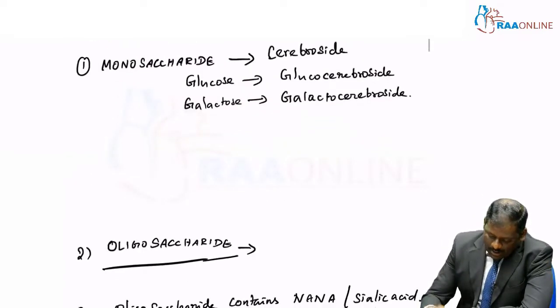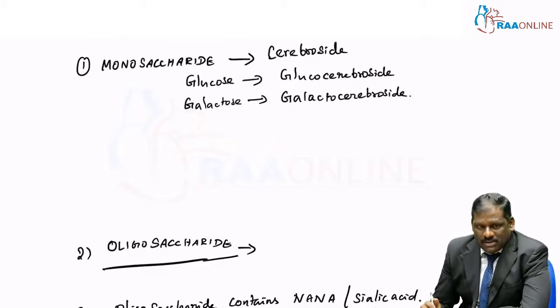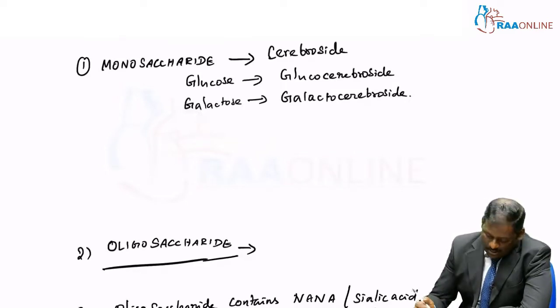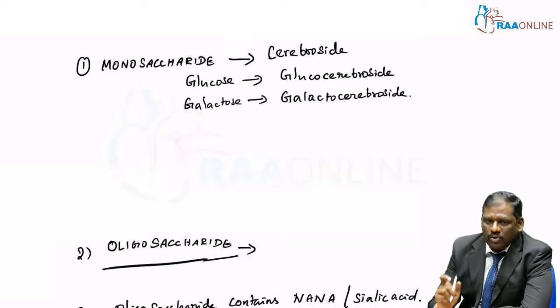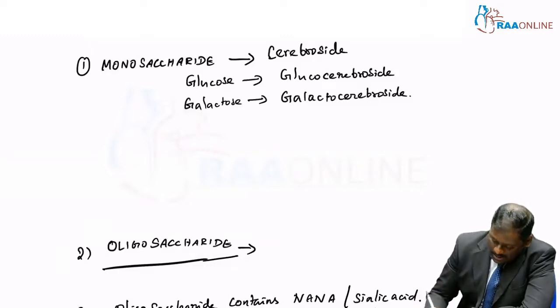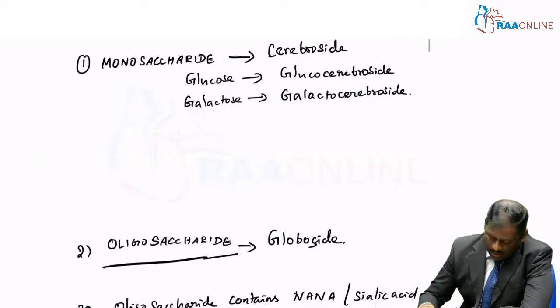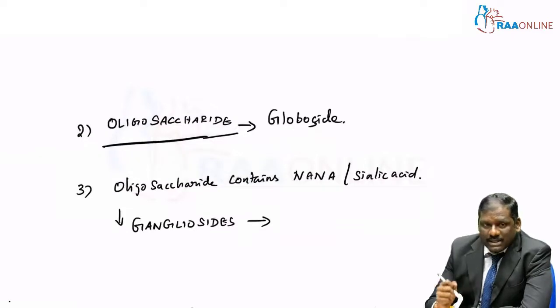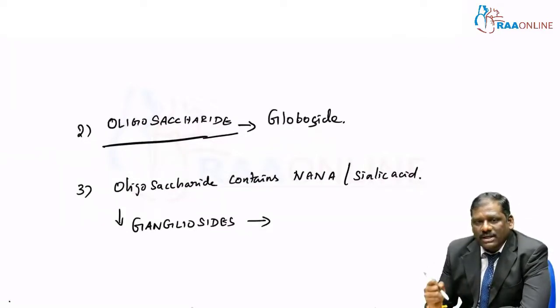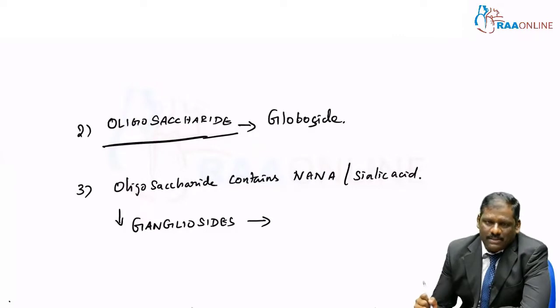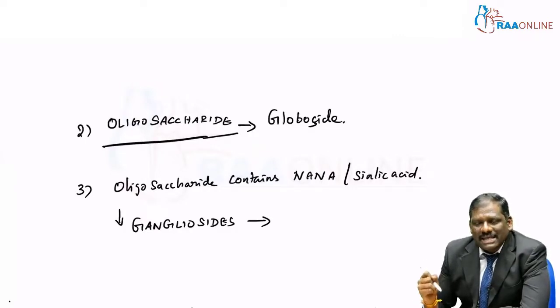As I said before, now we have oligosaccharides. If that additional group happens to be an oligosaccharide, this is called a globoside. Now we have another set, an oligosaccharide associated with NANA, or N-acetyl neuraminic acid. It is otherwise called sialic acid.